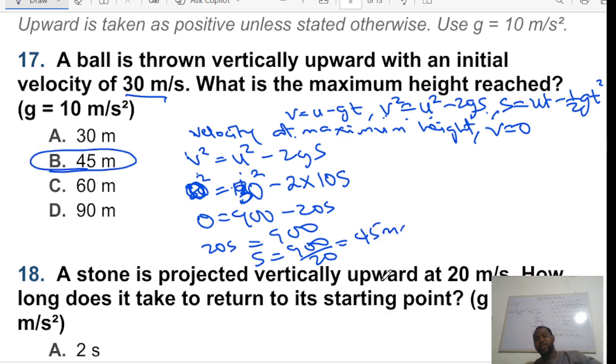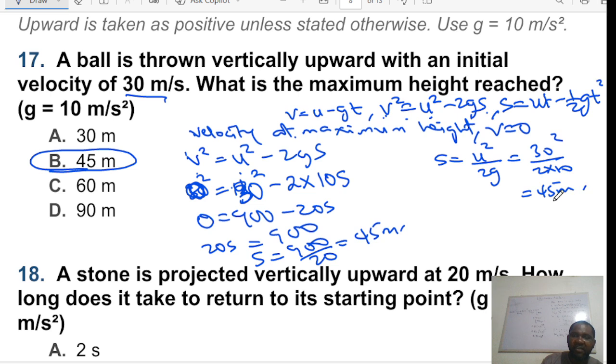But I would like to say this here. For exam purposes, I simply use that the distance is u squared over 2g. It has factored in the fact that the final velocity at the maximum height is 0. So I can just say 30 squared over 2 times 10, and that would give me 45 meters.